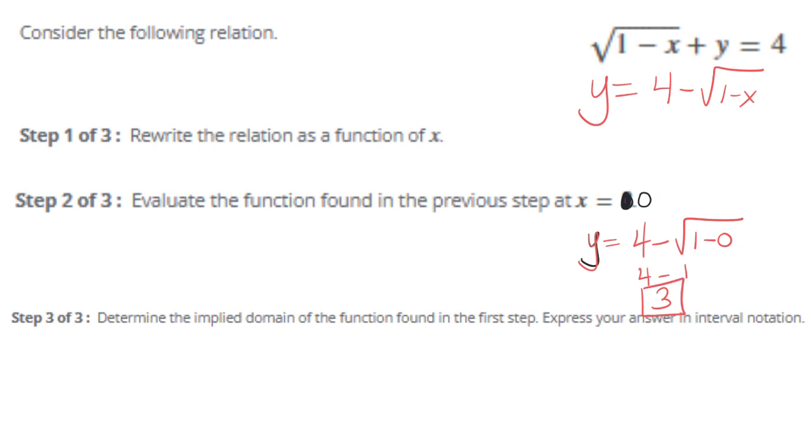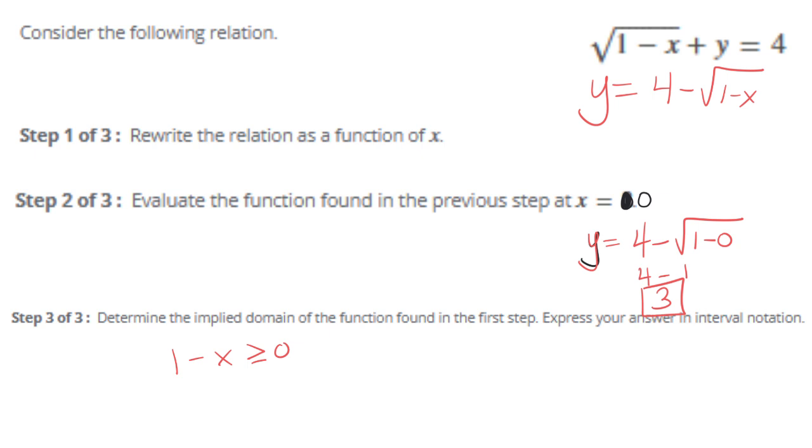All right, so the last thing is to determine the implied domain of the function. So looking back at our function that we wrote here, remember that in a radical, you want to make sure that this always stays positive. And so I'm going to set up a scenario that says 1 minus x needs to be greater than or equal to 0, making sure.